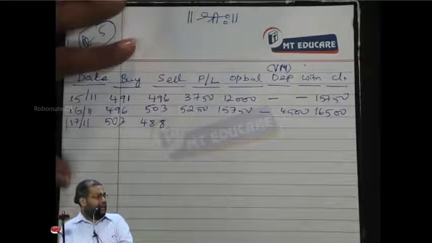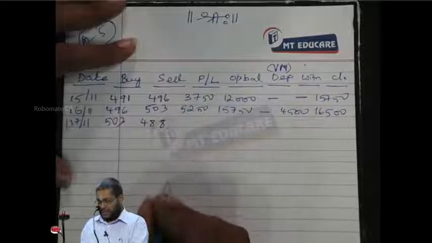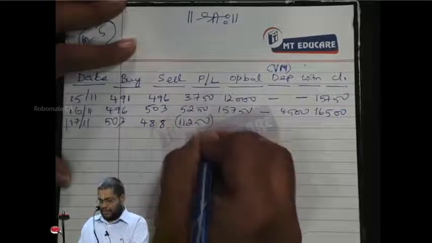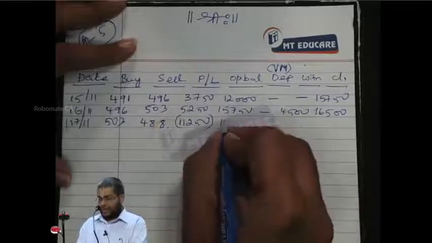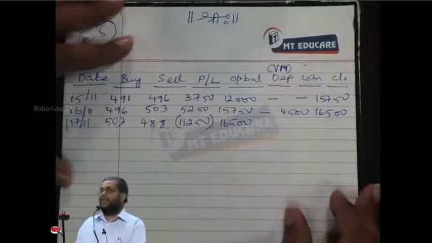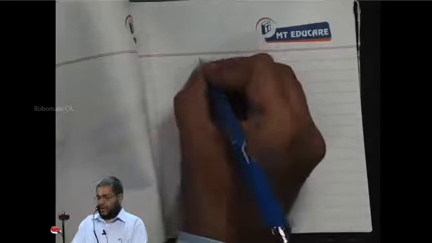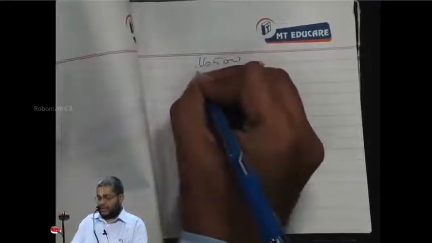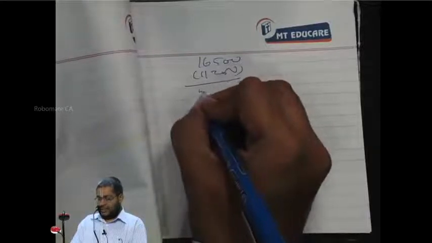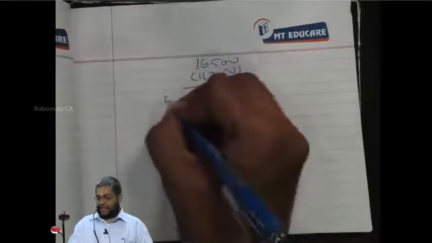Are you understanding and doing it or not? 750 into 15. Tell me the number. 11,250. Profit or loss? Loss. Opening balance? 16,500. Everybody tell me, 16,500 there, 11,250 what? Loss. I'll write here 16,500 and 11,250. What is the balance? 5,250. This is the balance in the margin account.